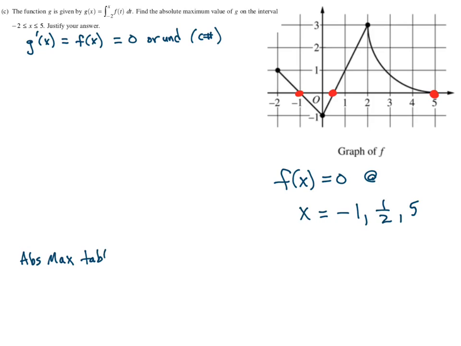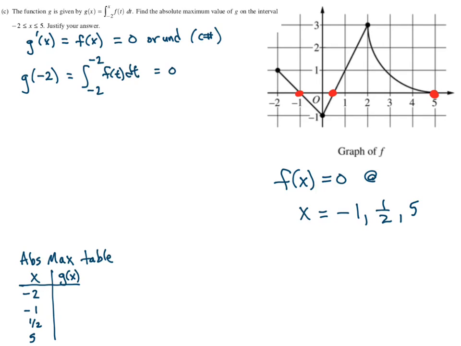So the absolute max table would be x and g of x, just a normal table, and then I just plug in both my endpoints, and then any critical numbers in between. And so now I need to find out what those values are going to be. So let's go ahead and find g of -2. So just plug in a -2 for the x's. And if we're going from -2 to -2, you're not traveling at all, so the value of that integral would be 0.